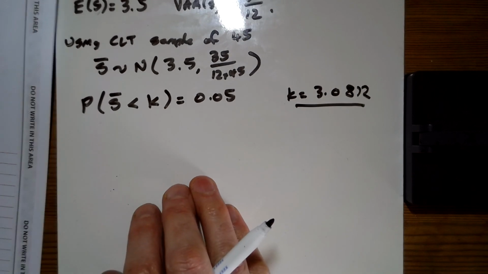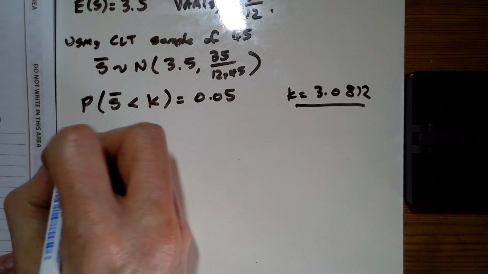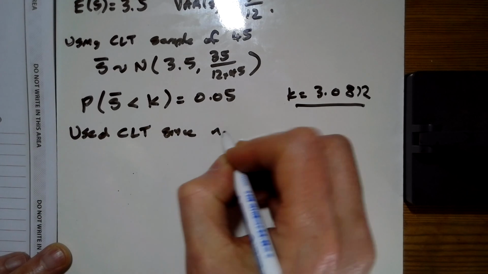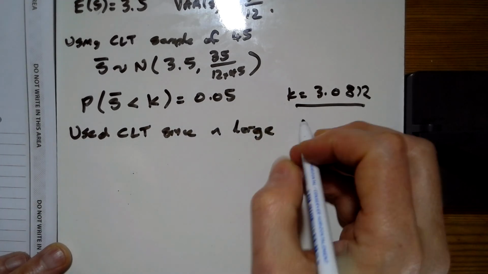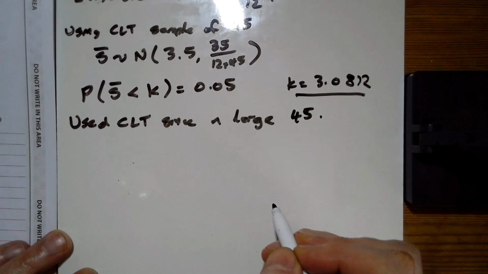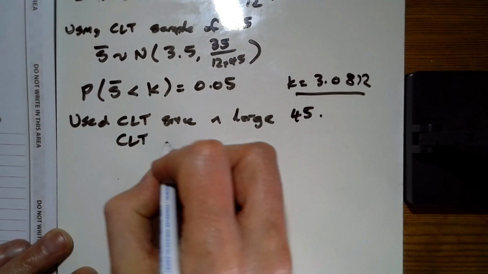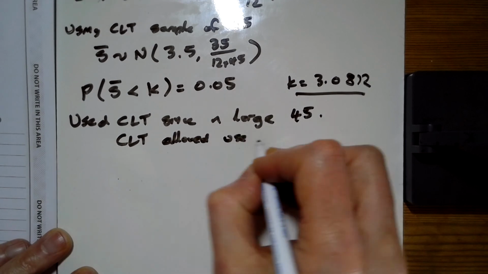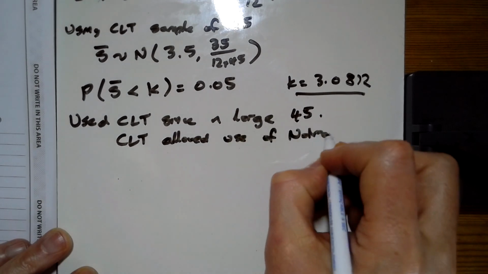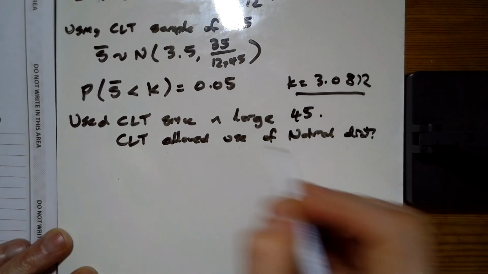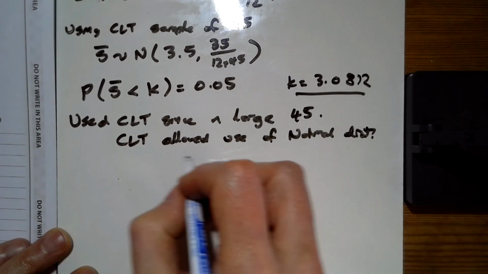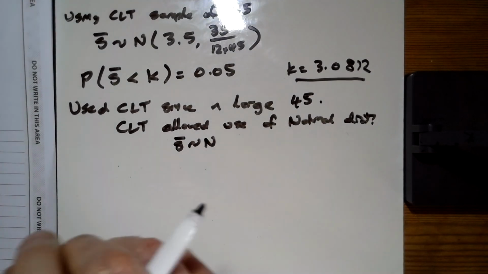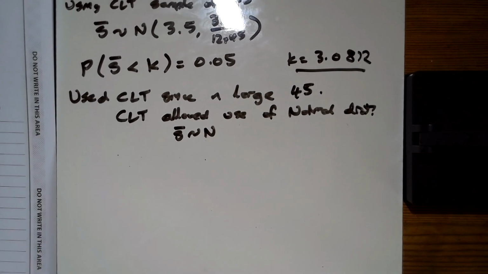Okay. Explain the relevance of the central limit theorem. So we used the CLT since n was large. N was large, it was 45, so we could do that because it's quite big there. And the central limit theorem allowed us to use the normal distribution. 2 marks. So I've got to write 2 things. So I think 1 is n is large and 1 is that the means will be normally distributed using the central limit theorem.